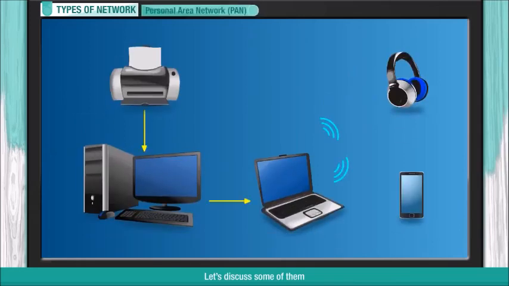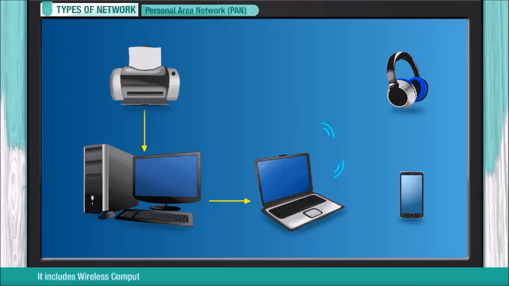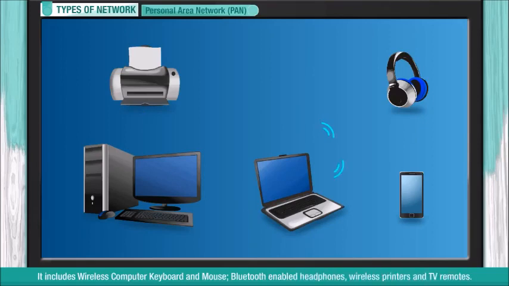Personal Area Network, PAN. It is the smallest network. It is personal to a user. It has connectivity range up to 10 meters. It includes wireless computer keyboard and mouse, Bluetooth-enabled headphones, wireless printers, and TV remotes.